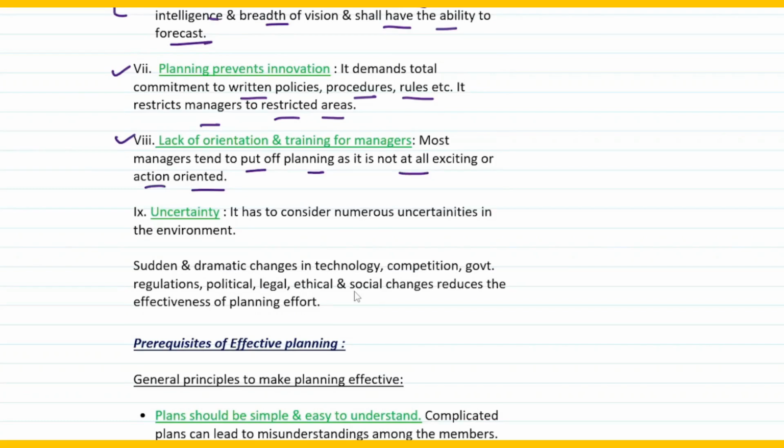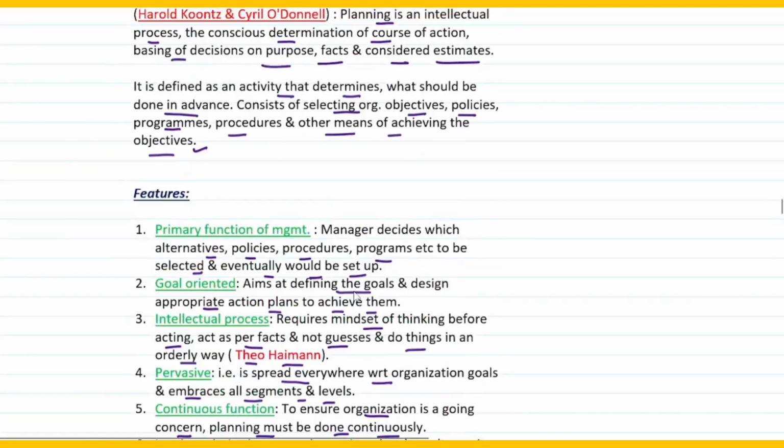You don't think something extra. So that's why it basically lacks orientation and training, and there is a lot of uncertainty because you basically do it on an estimated basis. Hence there is a lot of uncertainty whether your plans will be successful or not. So it has to consider numerous uncertainties in the environment, right? Quickly look at the various limitations.